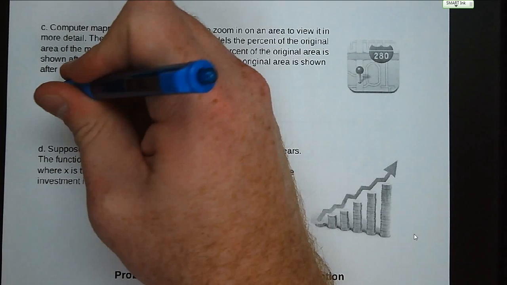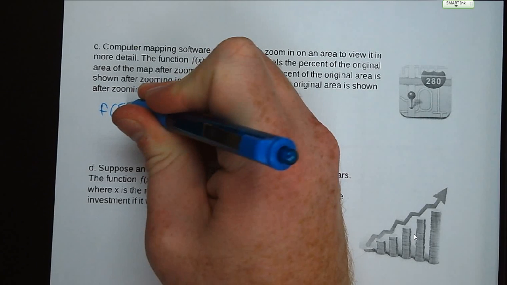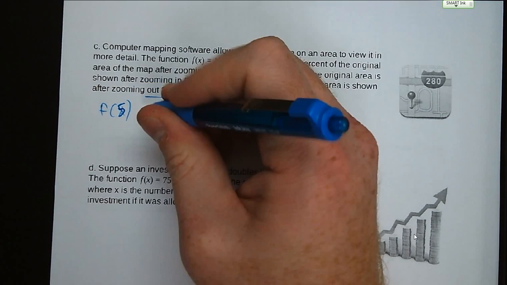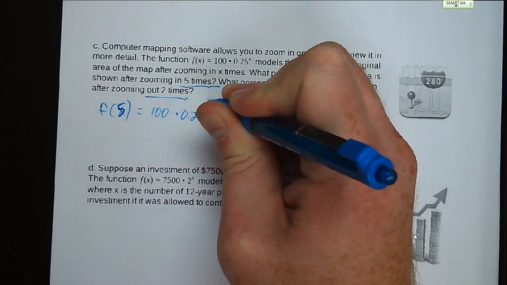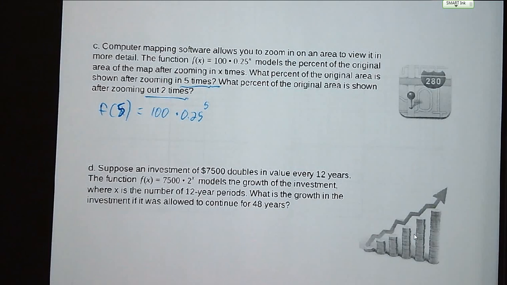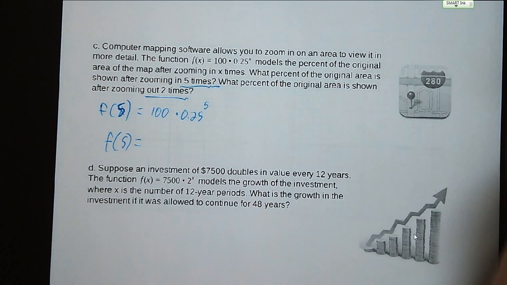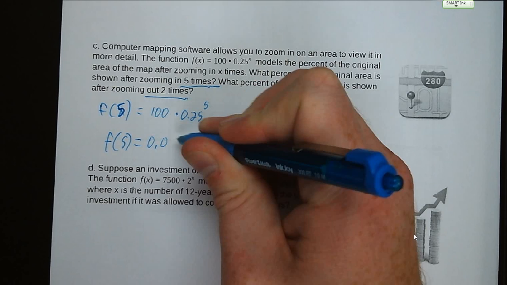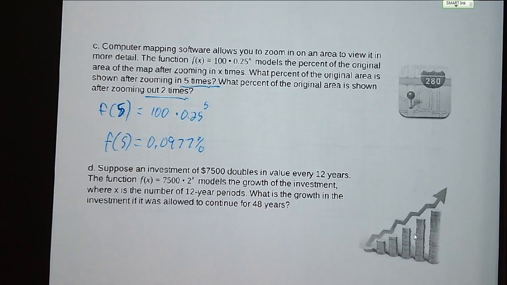So we start by saying f of x, actually, sorry, we're going to say f of 5 is going to be equal to 100 times 0.25 to the 5th power. Type that into your calculator, and you get f of 5 is going to be equal to 0.0977%. So less than 1/10 of the original map is shown after you've zoomed in 5 times.